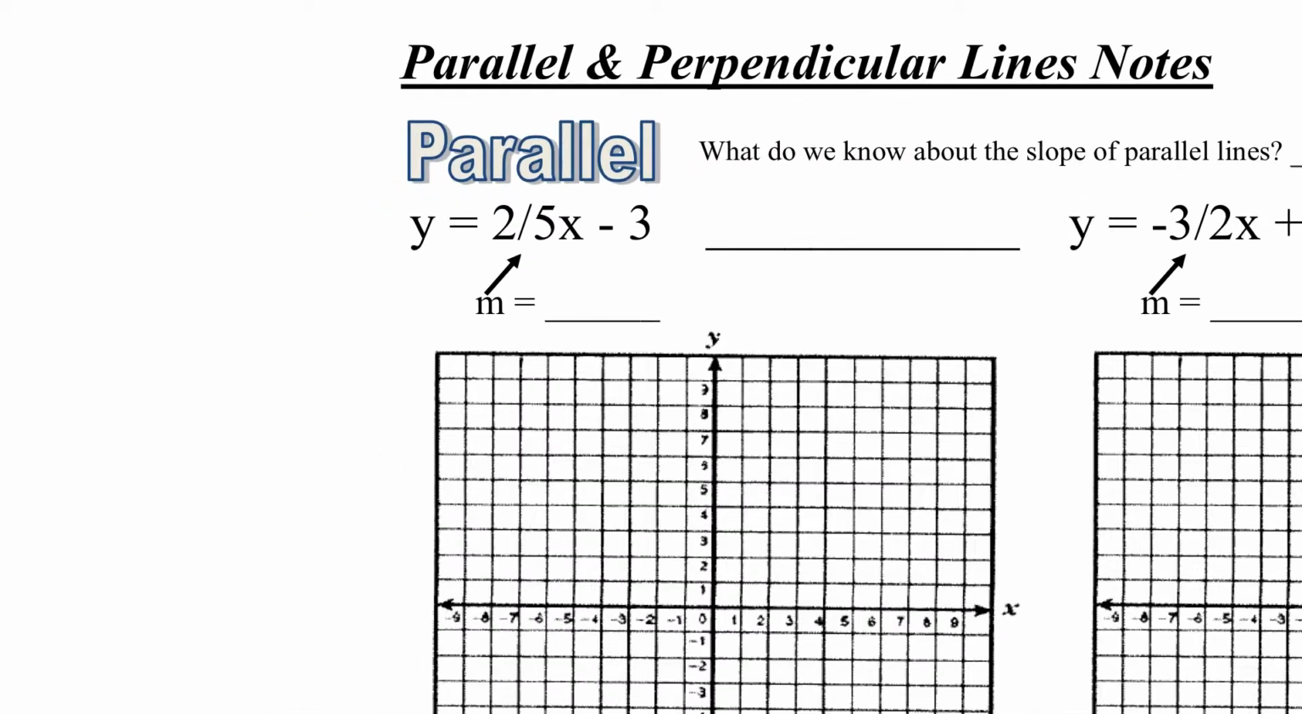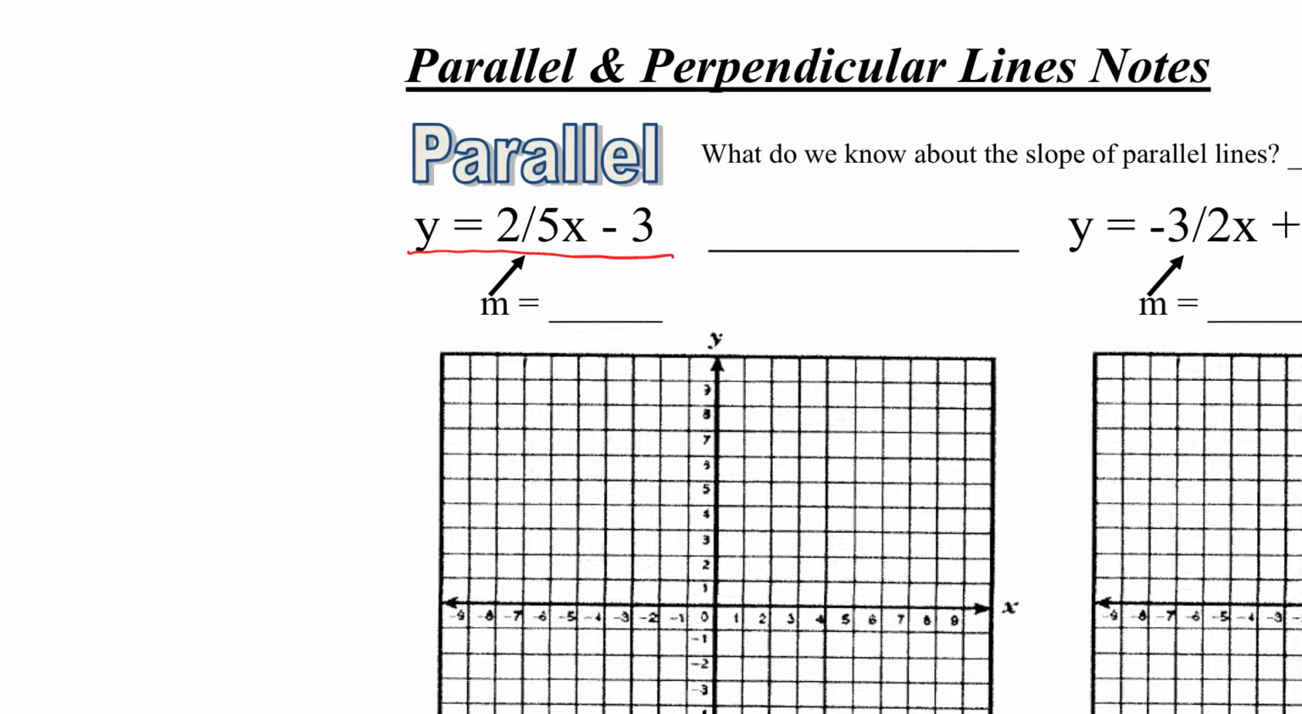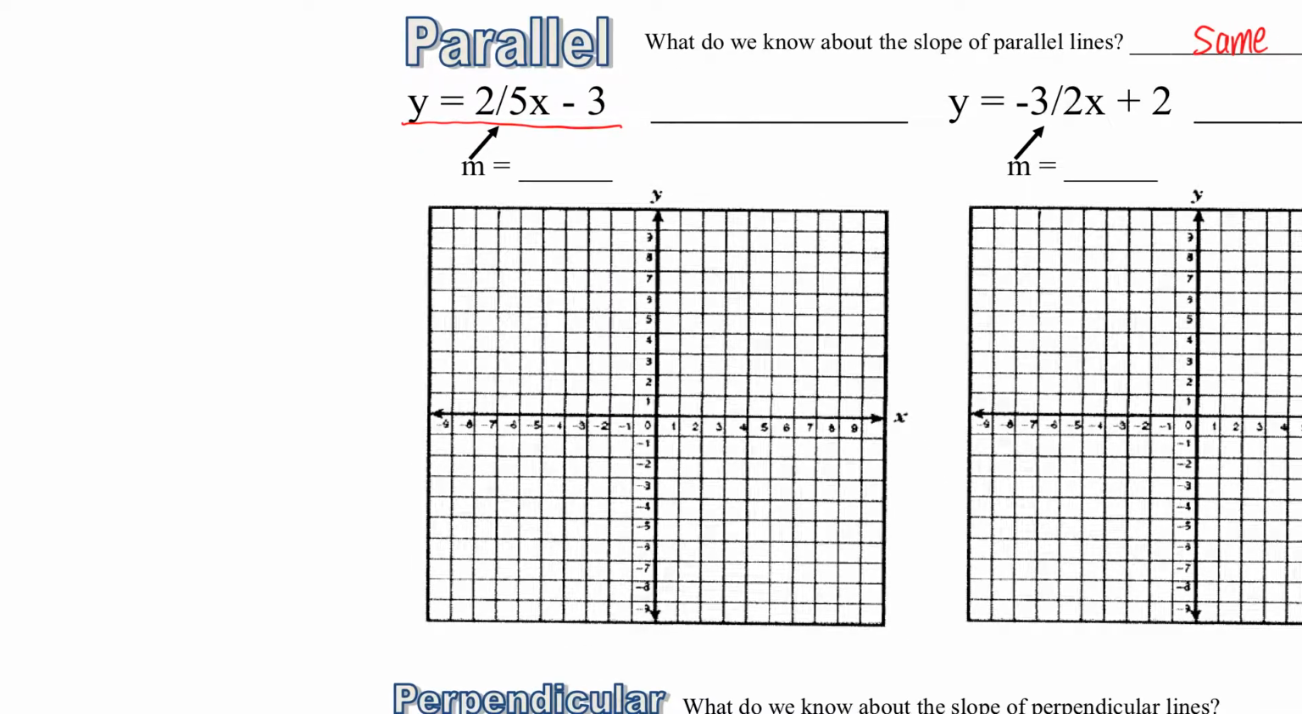Okay, so what I want to do is take this equation and graph it real quick. So what am I going to start off with? The y-intercept, at negative 3. So I know it crosses the y-axis right here at negative 3. Now, how am I going to find some more points on that line? Good, use the slope of 2/5, that number in front of the x. So I'm going to go up 2, and go right 5.